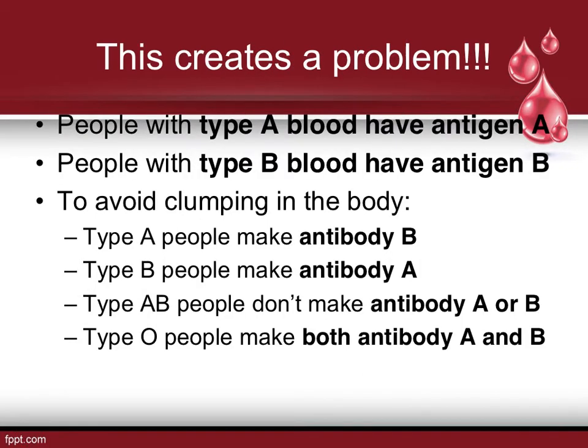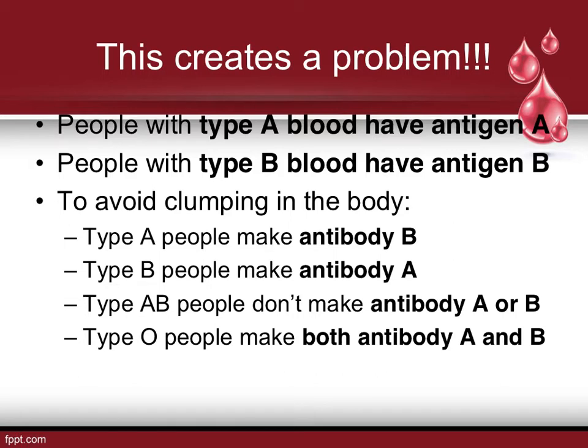But this kind of creates a problem because earlier we learned that we have blood types based on antigen A and antigen B. People with type A blood have antigen A. People with type B blood have antigen B. People with both of them have AB blood, and people with neither have O blood. So if I make antigen A and I make antibody A, I could have a situation that's not good. I could have blood clumping as it flows through my veins. That's not a good thing.